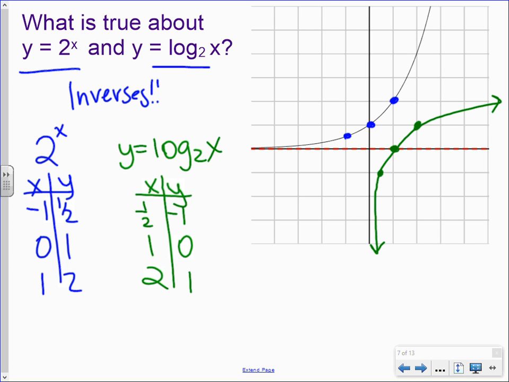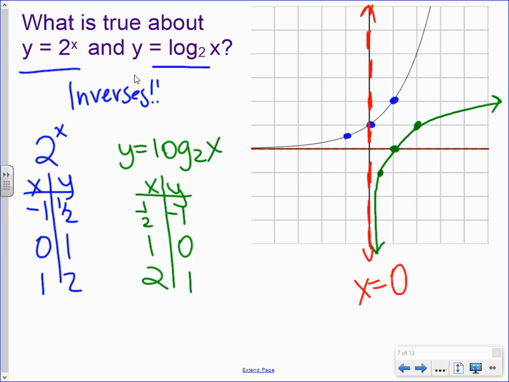Okay. We no longer have a horizontal asymptote. We now have a vertical asymptote. Okay. This is the parent function for a logarithmic graph. Here the base is 2. If the base was something else, then these numbers would be slightly different.